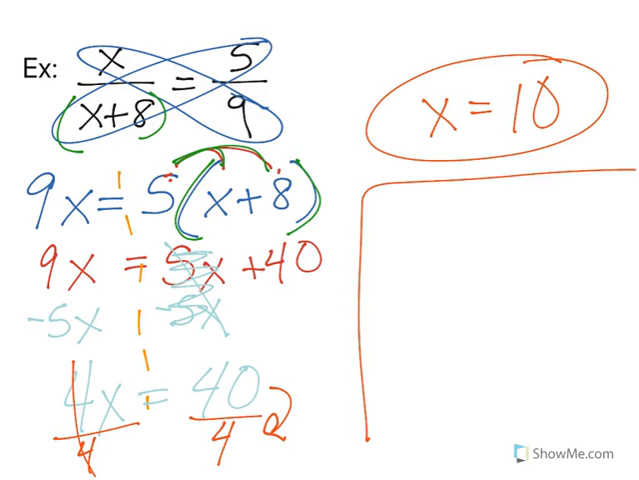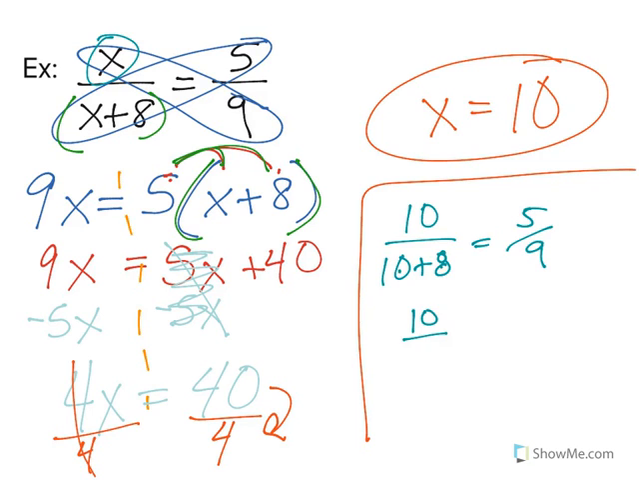Now, to check this, x is 10. So in my first fraction, I would have 10 over 10 plus 8 equals 5/9. Well, 10 plus 8 is 18. So think about what this left side means. 10 over 18, I can divide both of those by 2. So 10 divided by 2 is 5, and 18 divided by 2 is 9. And you can see the left side simplifies to the right side, and that's what we want, right? In a proportion, the two sides should be equal. And that is solving proportions.